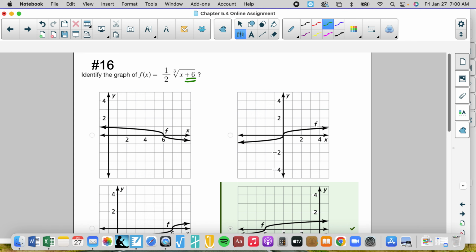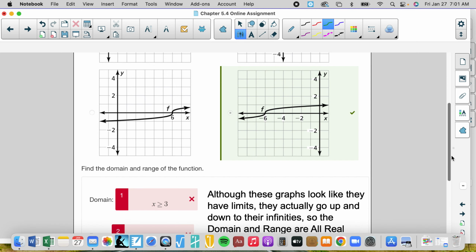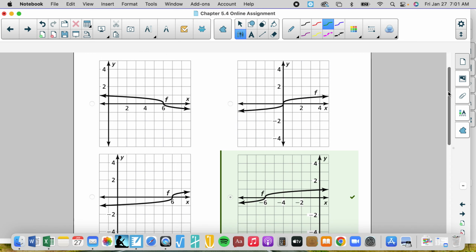So what is positive 6? Remember, it's the opposite of what we see. Most students would probably pick this one, which is incorrect. So we got to go to negative 6. And this is actually our only graph where it's negative 6.